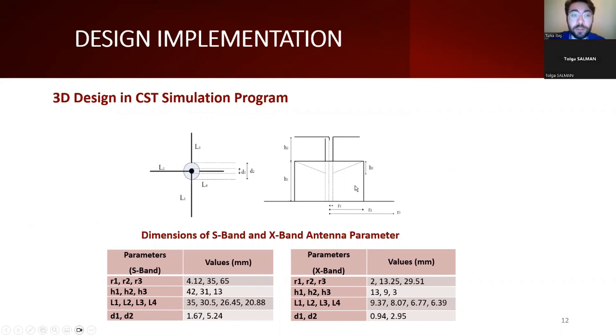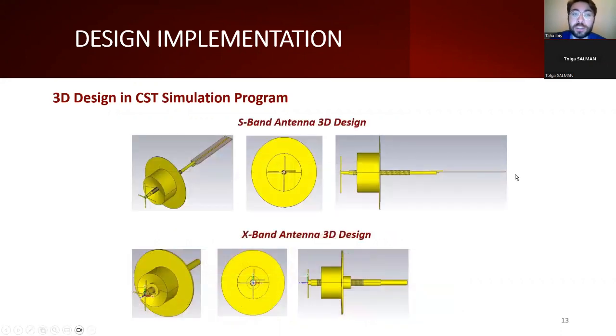The type of antenna we designed is cross dipole. The first dipole antenna is L1 and L3. The second dipole antenna is L2 and L4. The 3D design of our antenna on the CST is shown on the slide. The S-band and X-band antennas each consist of one dipole structure, one reflector, and one coaxial cable fed structure.